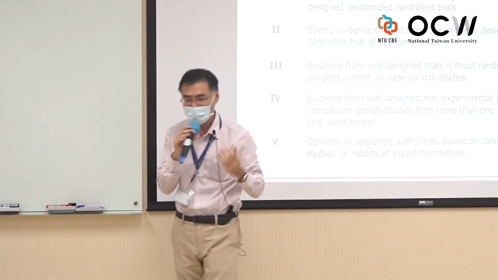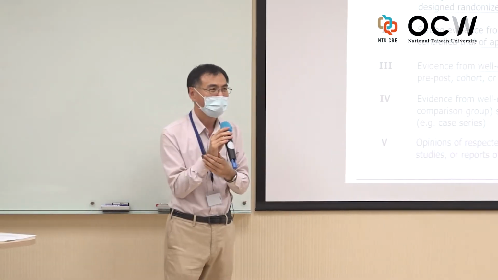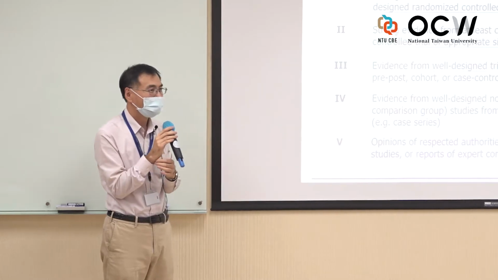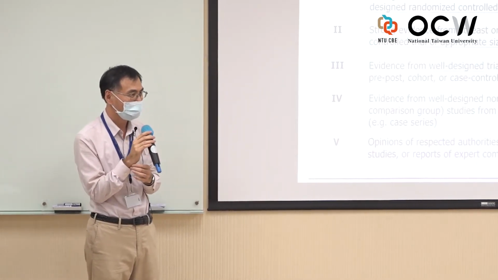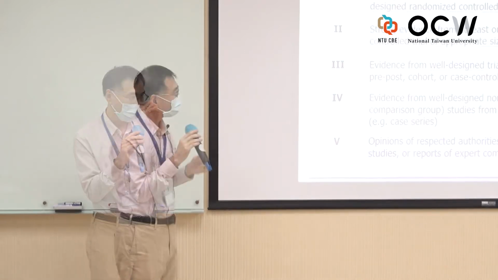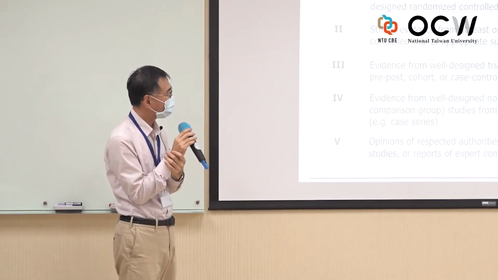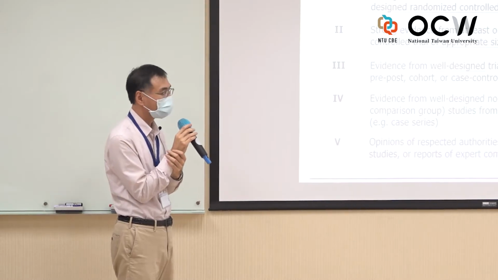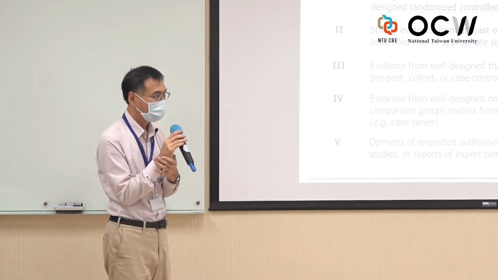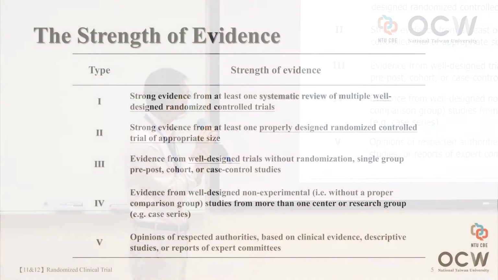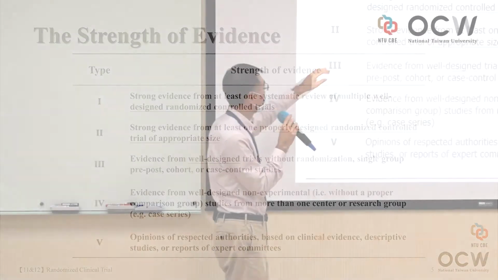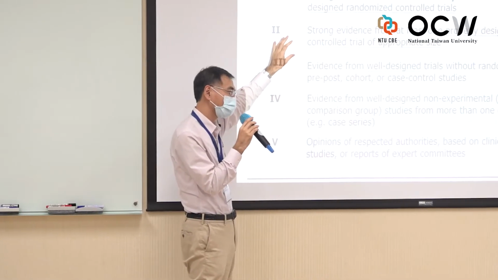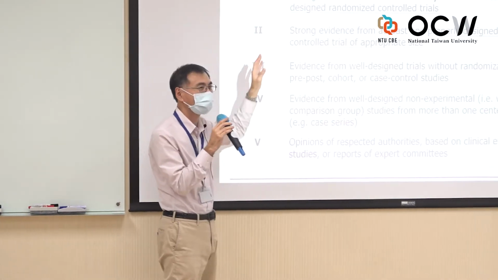So that's why when we try to develop a new vaccination, we request to provide at least a couple of thousands of subjects, right? To generate sufficient statistical power. So a well-designed and properly conducted randomized control trial would be the second best. And the best one would be the strong evidence from at least one systematic review of multiple well-designed randomized control trials. So even if you could perform an almost perfect randomized control trial, it's just a single study.